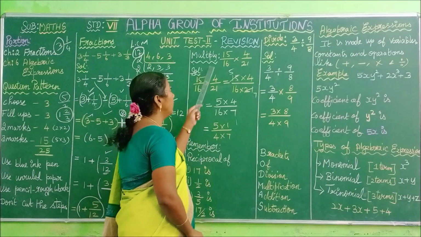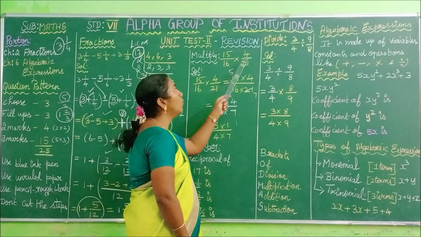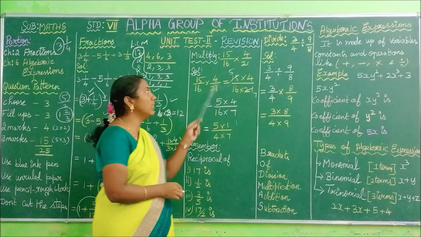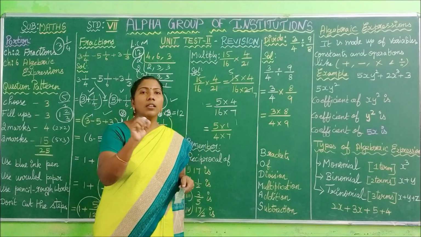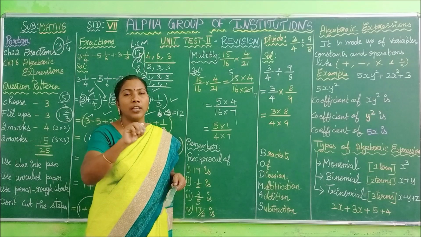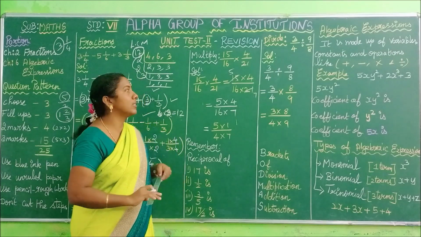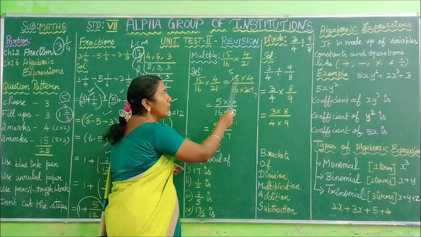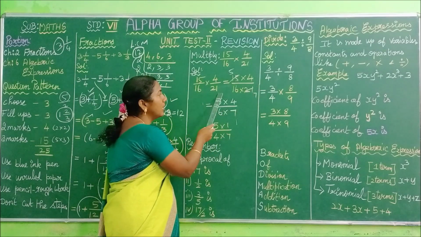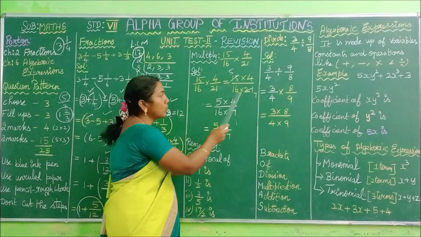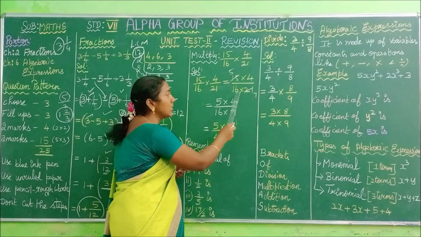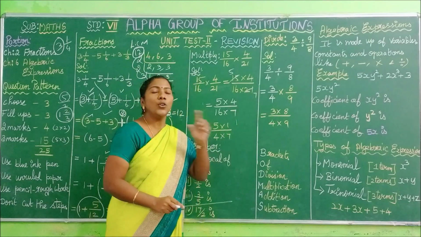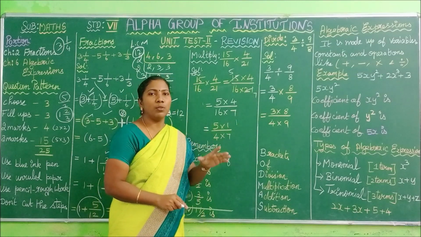See here we have 15 by 16 into 4 by 21. How can we multiply the two fractions? We can multiply the two fractions by taking the product of the numerators. We have to multiply the numerators as well as the denominators. See here, what are the numerators? 15 and 4. So you have to multiply 15 into 4. Similarly, what are the denominators? 16 and 21. So you have to multiply the 16 and 21. Before multiplying these two values, you have to check whether cancellation is possible.